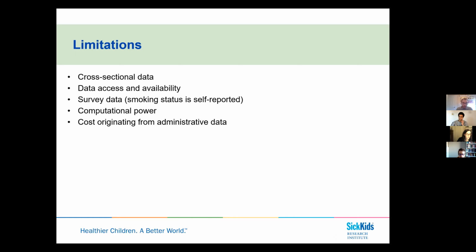And there are a ton of limitations, including the fact that we were using survey data and smoking status is self-reported, and also somewhat cross-sectional. I mean, you know when they stopped or when they started smoking, but it's self-reported. And computational power was limiting on the simulation side. I think things are much better if we could use a supercomputer, which we have at SickKids, but because the data sit not at SickKids, we couldn't. And there's an incredible cost that we didn't anticipate on conducting the research, because all that research had to happen at a different place than where we usually work.